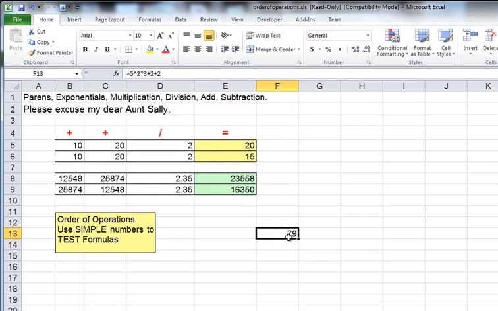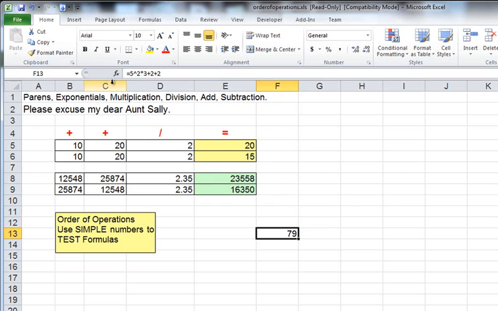The answer is 79. Now, of course, I don't have any cells being used. I just have a simple formula up here with numbers instead of cell placements. So we have 5 raised to the power of 2 times 3 plus 2 plus 2. What's it doing first? What's it doing second? Etc. In this particular case, we have it giving us an answer of 79.